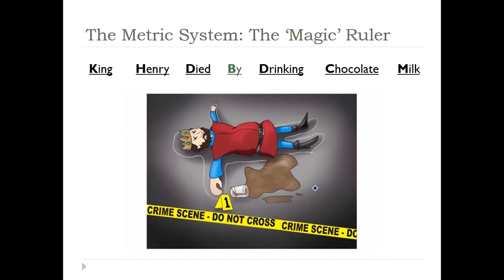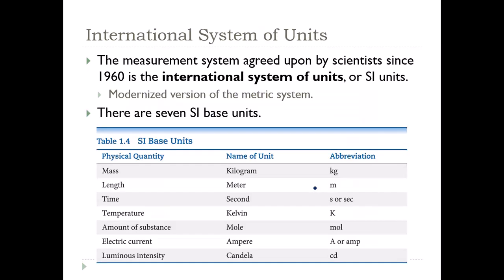King Henry died by drinking chocolate milk. And then we have what is called the International System of Units. So this was a measurement system agreed upon by scientists since 1960. So we call these SI units, which is short for the International System of Units. And this is essentially a modernized version of the metric system.